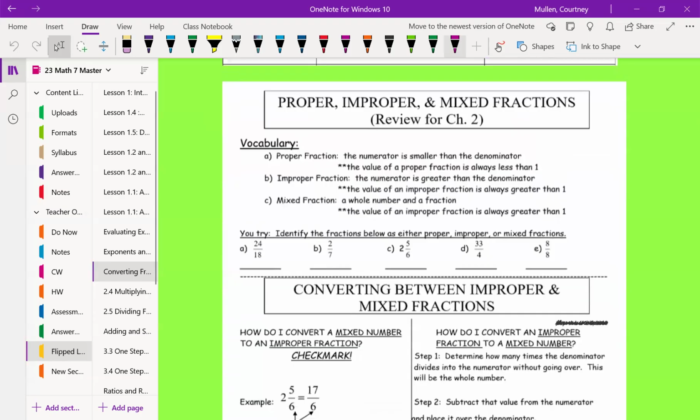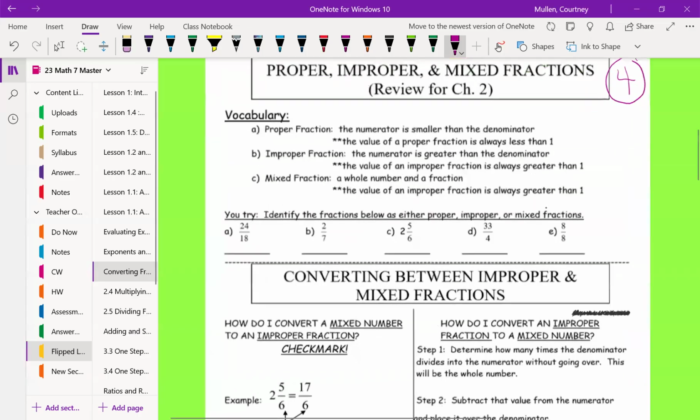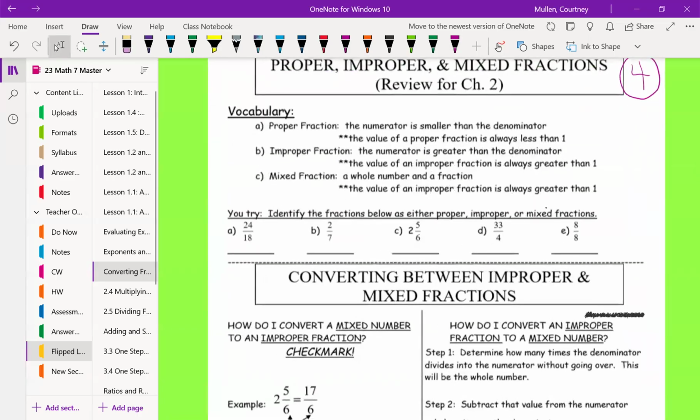All right, so let's start. If you haven't put a 4 in the upper right-hand corner, please put a 4 in the upper right-hand corner. So we're going to start by identifying types of fractions below as either proper, improper, or mixed. Let's take a look at the first one, 24/18. Well, the numerator is larger than the denominator, so what type of fraction is this going to be? If you said improper, you're correct.